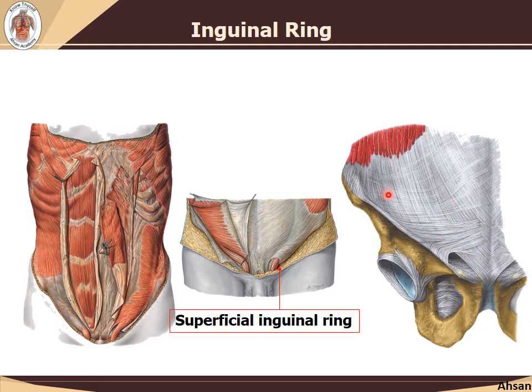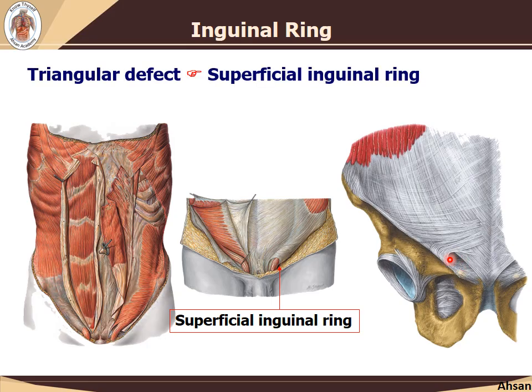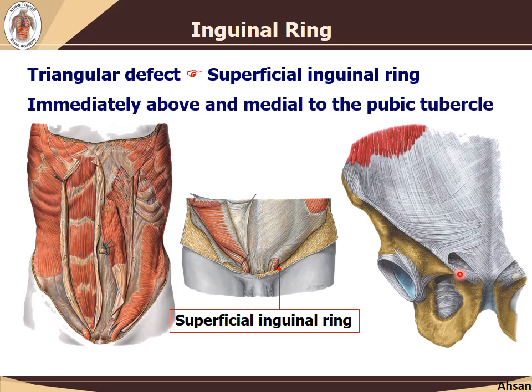You see, this is the aponeurosis of the external oblique muscle. If you go to the lower part and medial, there is an opening. There is a deficiency of the aponeurosis. So this opening is triangular in shape and it is known as the superficial inguinal ring. So this is the pubic tubercle. The superficial inguinal ring is situated above and in the medial part. So if we can feel the pubic tubercle, just above the pubic tubercle, we can place our finger inside this area. This is the superficial inguinal ring.